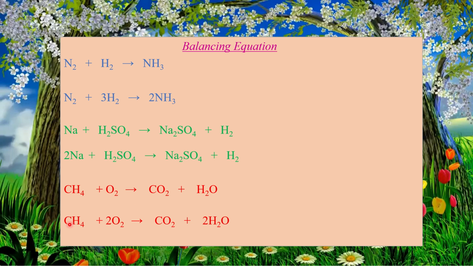Now 1 carbon atom, here also 1 carbon atom, 4 hydrogen atoms, there are also 4 hydrogen atoms, 4 oxygen atoms, and there are also 2 plus 2, a total of 4 oxygen atoms. In this way you can balance every reaction.